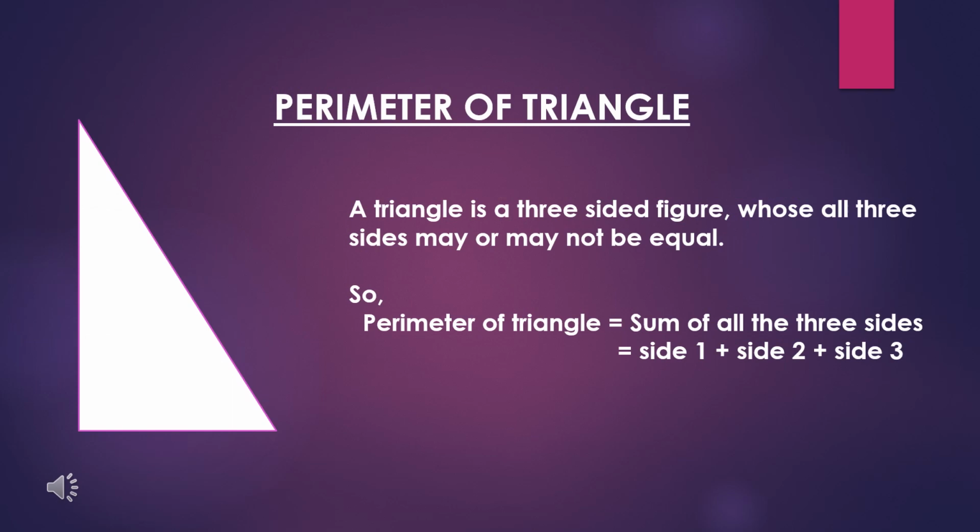Perimeter of a triangle. A triangle is a three-sided figure whose all three sides may or may not be equal. So, perimeter of a triangle is equal to the sum of all the three sides, that is, the length of side 1 plus the length of side 2 plus the length of side 3.